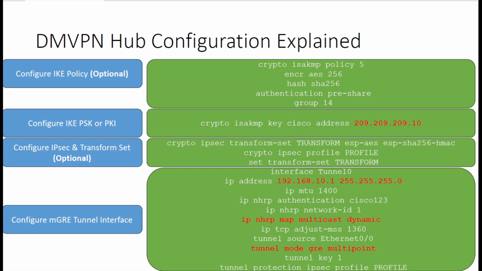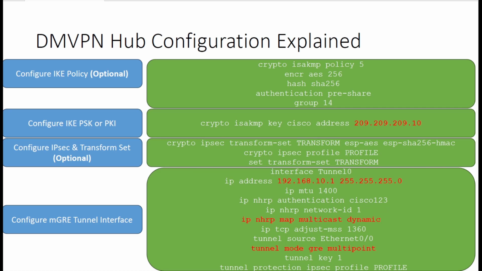Now, just before we get into the lab, I wanted to break it down a little bit more to give you a better idea of what it looks like. So with our optional IKE policy, we can configure our encryption, hashing, authentication, lifetime, and group for our policy if we choose to do so. It's optional because, as I said, we have defaults that will be used if a policy is not configured.